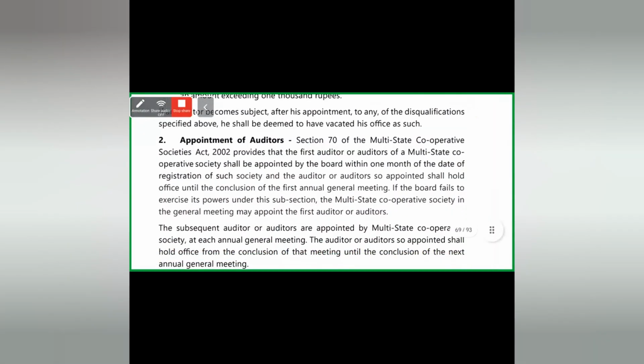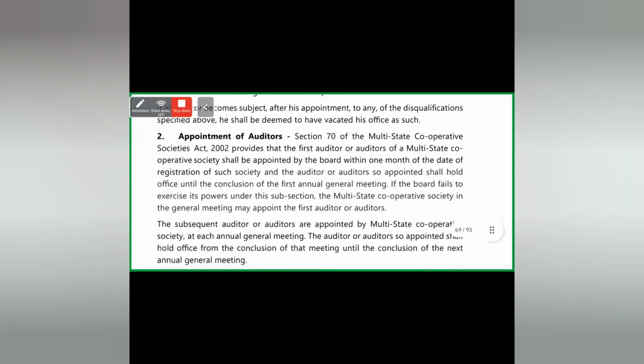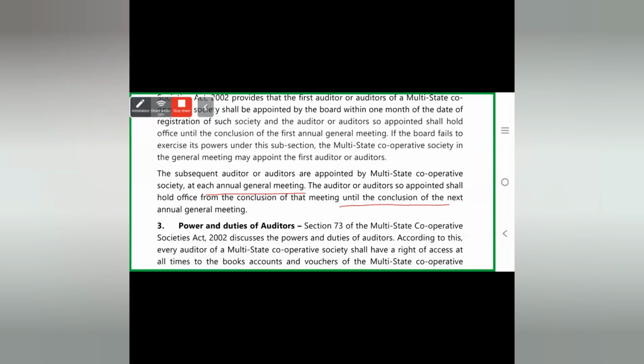Appointment of auditor. First appointment of the auditor of multi-state cooperatives shall be appointed by the board within 1 month of the date of registration of such society, and the auditor or auditors so appointed shall hold the office until the conclusion of the first annual general meeting. If the board fails to exercise its powers under this subsection, multi-state cooperative society in general meeting may appoint the first auditor. Next, subsequent auditors are appointed by multi-state cooperative society at each annual general meeting, and that auditor shall hold the office until the conclusion of the next AGM.